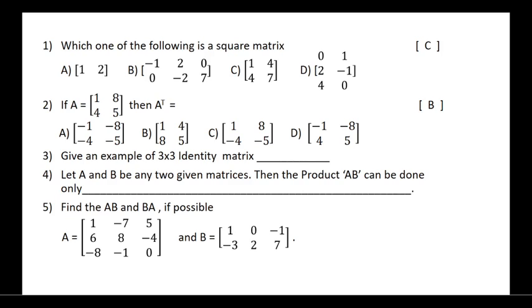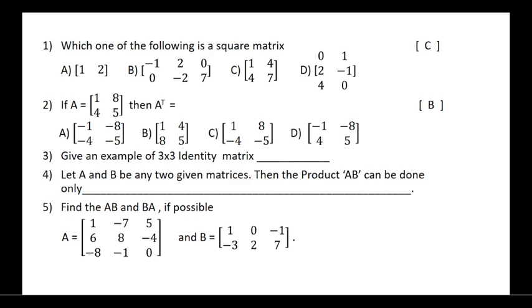The fourth question is, A and B are any two given matrices, then the product AB can be done only when what happens? The number of columns in the first matrix is always equal to the number of rows in the second matrix. In such a case only the product can happen, otherwise the product is not possible.